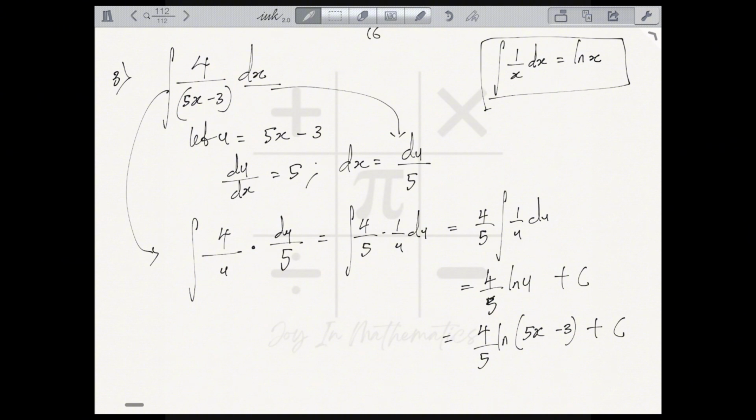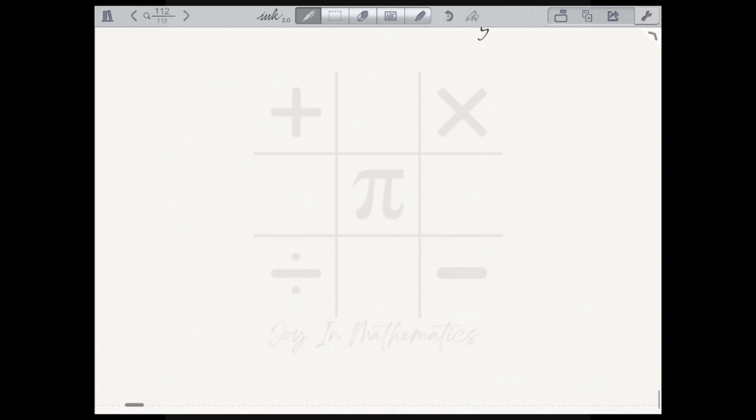Let's take another example. Let's integrate 2 exponential 6x minus 1 with respect to x. So we are familiar with integrating exponential ax with respect to x to give us 1 over a exponential ax plus c.